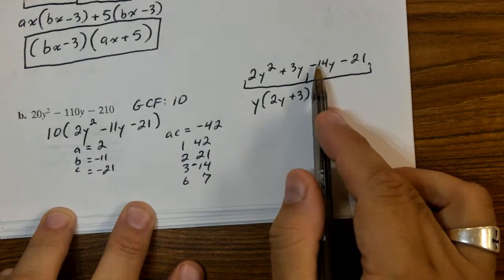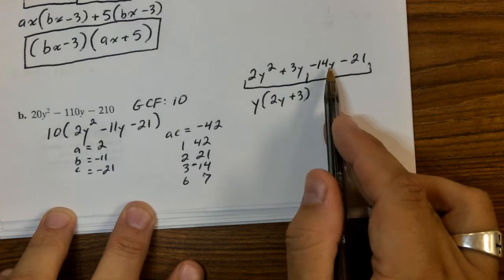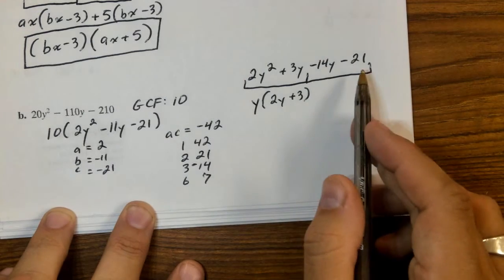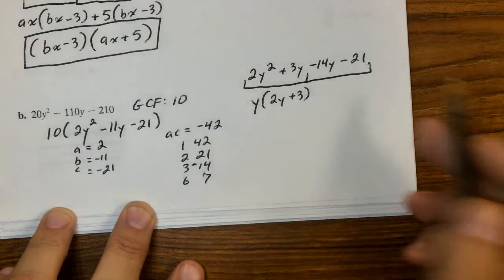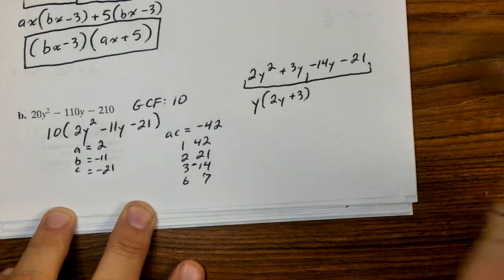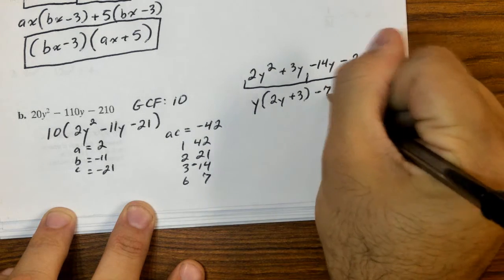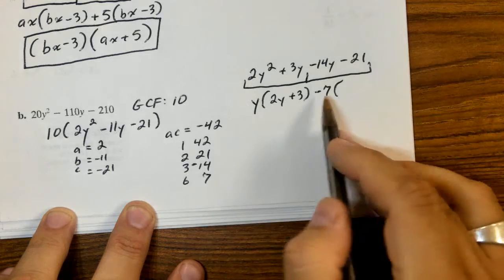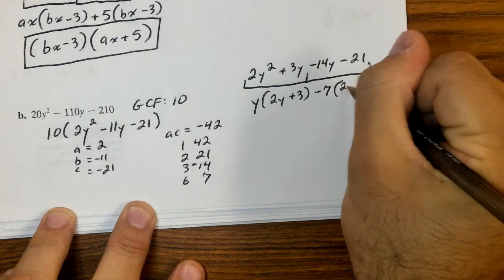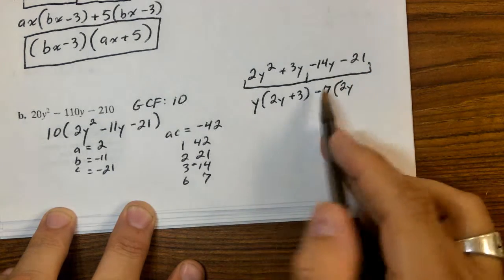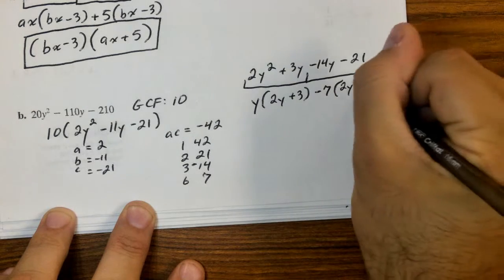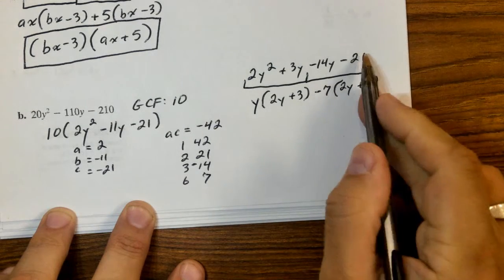In my second set of factors, notice how they're both negative. And when your leading term is negative, chances are you're going to factor out the negative GCF. And so 14 and 21, your GCF would be 7. So we're going to factor out negative 7. And negative 7 times 2y would give us our negative 14y. Negative 7 times a positive 3, so plus 3 gives us our negative 21.